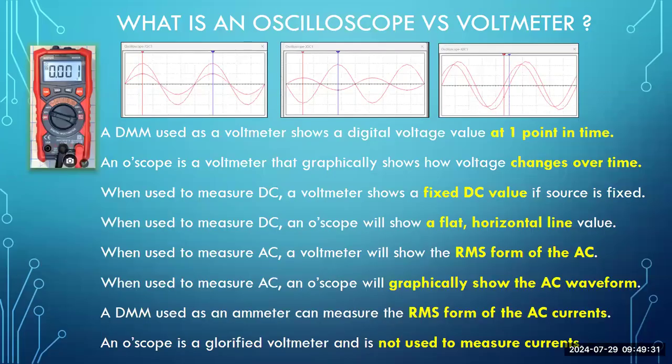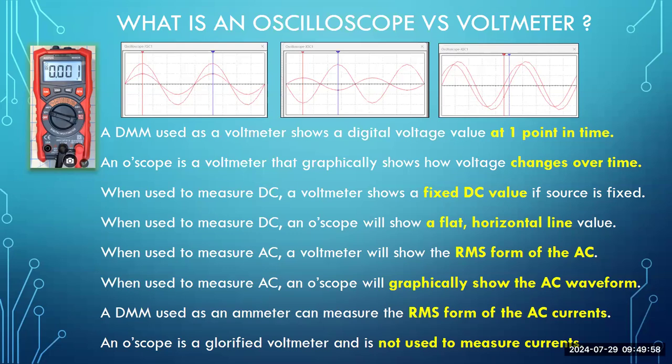All right, so what is an oscilloscope and how does it differ from a voltmeter? Fundamentally, a digital multimeter, DMM, when you use it as a voltmeter, shows a digital value of the voltage quantity being measured at one point in time. An oscope is also a voltmeter. It's a voltmeter that graphically shows how voltage changes over a period of time.